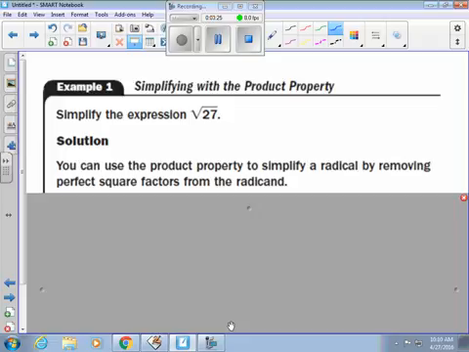Simplify the expression, the square root of 27. Now we know what our perfect squares are. Our perfect squares are when we multiply our integer numbers times themselves. 1 times 1 would give us 1. We don't need to use that as a factor because it doesn't reduce or simplify anything. 2 times 2 is 4. 3 times 3 is 9. 4 times 4 is 16. 5 times 5 is 25. 6 times 6 is 36. 7 times 7 is 49. 8 times 8 is 64. 9 times 9 is 81. 10 times 10 is 100. 11 times 11 is 121. 12 times 12 is 144.